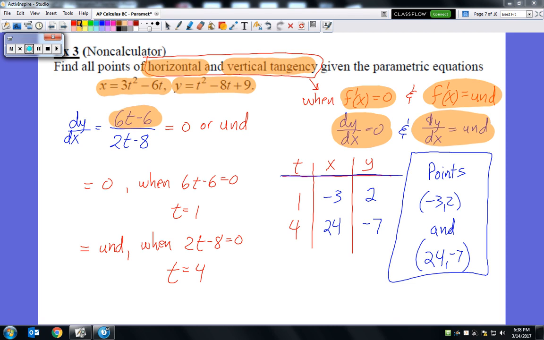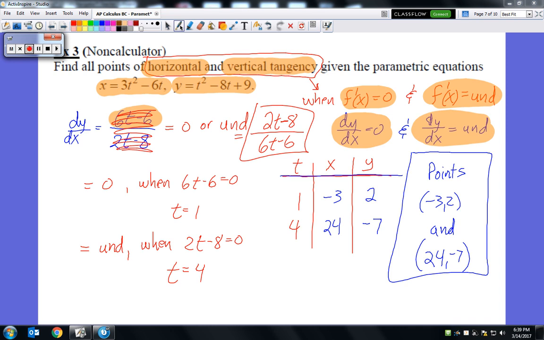the derivative of y. Ooh, I just noticed something. Okay, so the derivative of y in respect to time over the derivative of x in respect to time. So I did it backwards. I did dx dt over dy dt. Glad that I caught that before I got the emails. So it would be 2t minus 8 over 6t minus 6. Okay? Not this guy right here. So we're looking at dy dx.